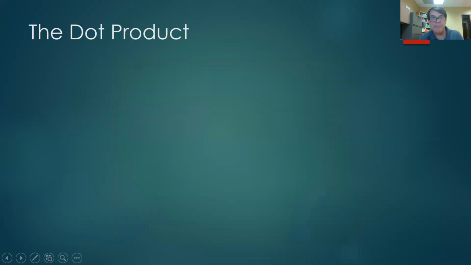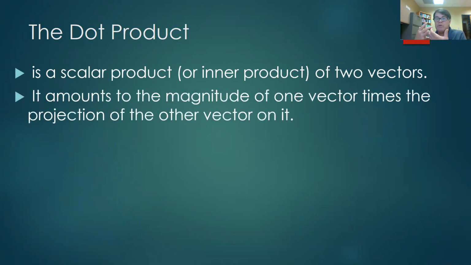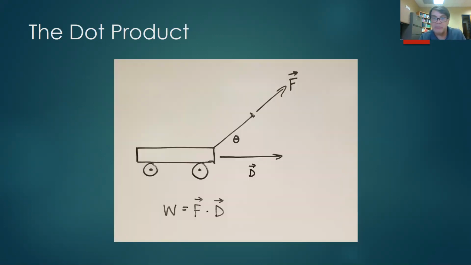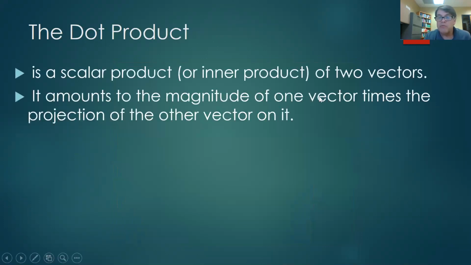Okay, how do we write that up? First of all, let me just say some things I've already said. It is a scalar product, sometimes called an inner product of two vectors. It amounts to the magnitude of one vector times the projection of the other vector on it. I'll talk about projections in a second, but basically, if I project this force on this, in other words, find the component of the force going that way, that is what it is. It's the magnitude of one vector times the projection of the other vector onto it.